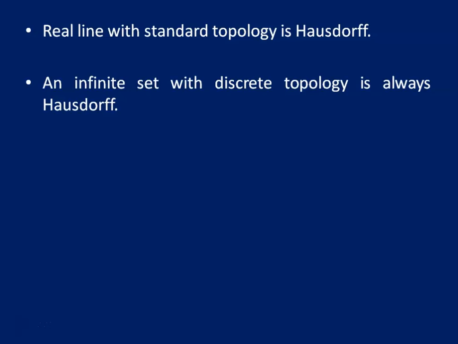An infinite set with discrete topology is always Hausdorff. As we know, in the case of a discrete topology, every subset is open. So if we pick any arbitrary two points, or every pair of distinct points, those two points themselves are open sets because this is a discrete topology. So an infinite set with discrete topology is always Hausdorff.